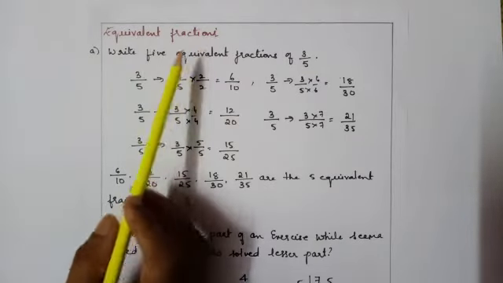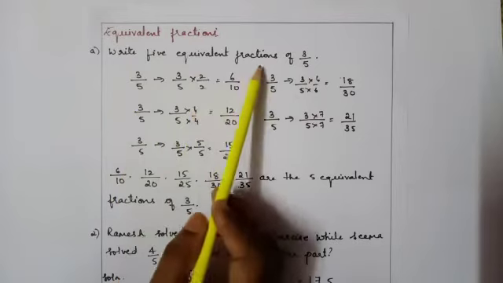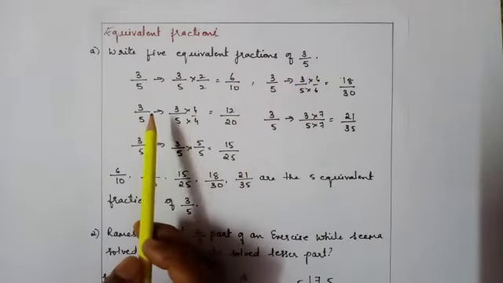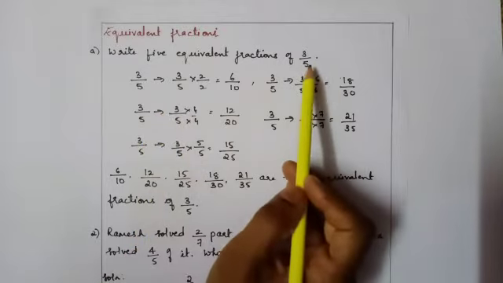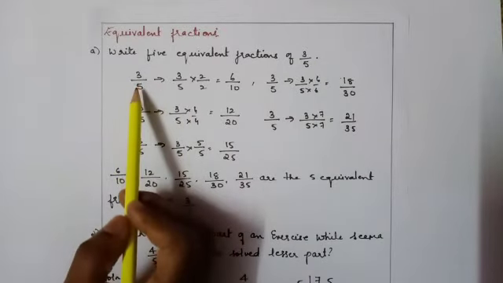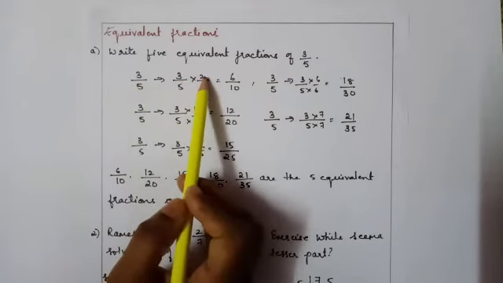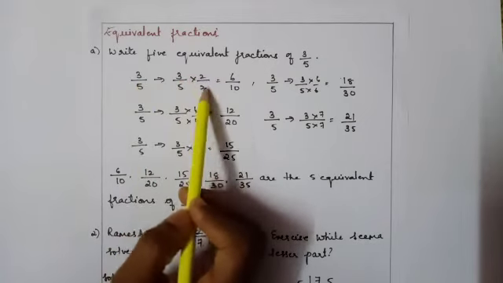Equivalent fractions. Write 5 equivalent fractions of 3 by 5. Let us now understand how to extract the equivalent fractions of 3 by 5. I have taken the 3 by 5 as it is. I multiply the numerator and denominator by the same number 2. 3 2s are 6, 5 2s are 10.